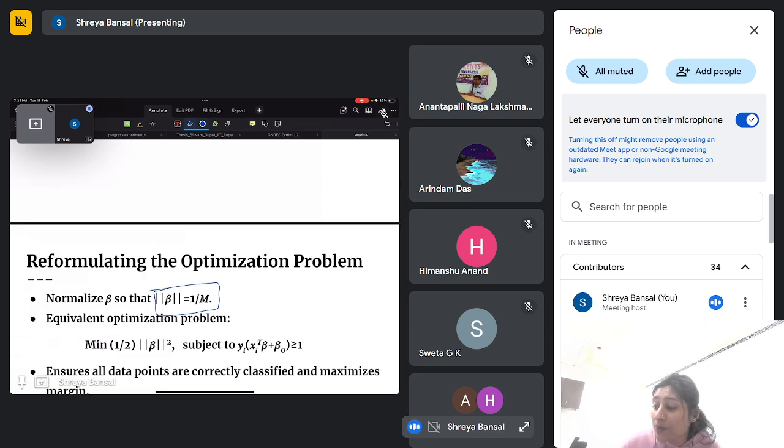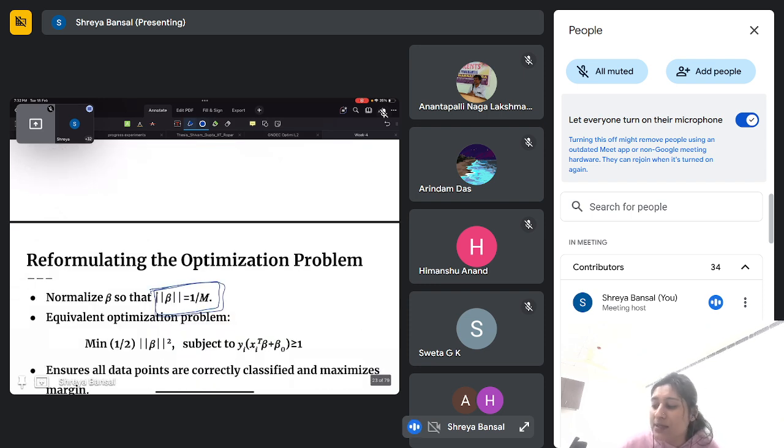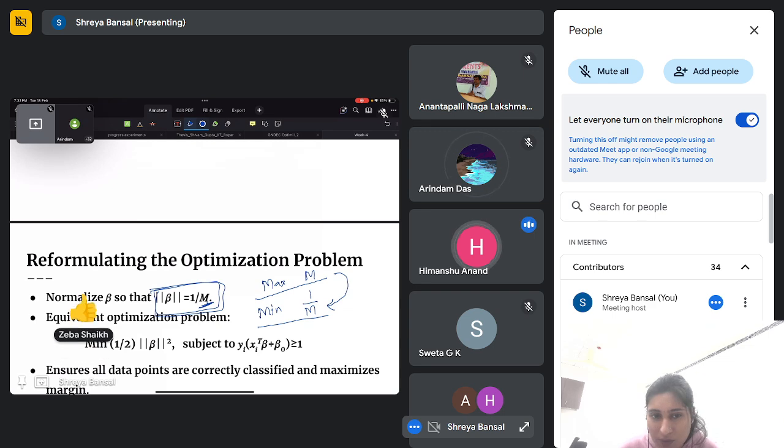So we are now not using the constraint that the norm of beta is 1; we will use the constraint that the norm of beta is 1 by m, and our main objective is to maximize this m. So if I want to write maximize m, for 1 by m, can we write minimize? Yes or no? If I want to maximize m, is it equal to the minimization of 1 by m? Yes or no? Yes, ma'am. Okay.